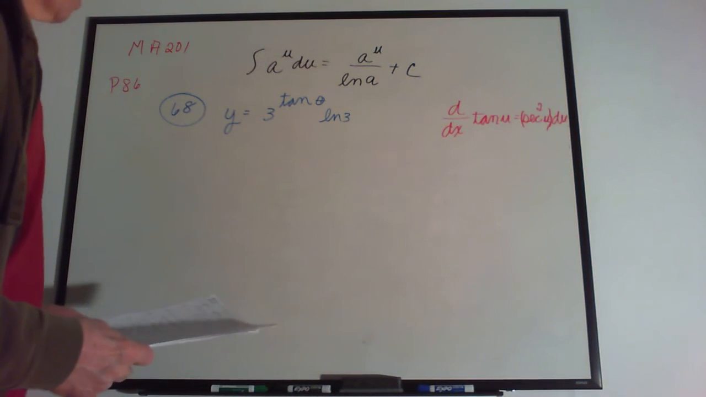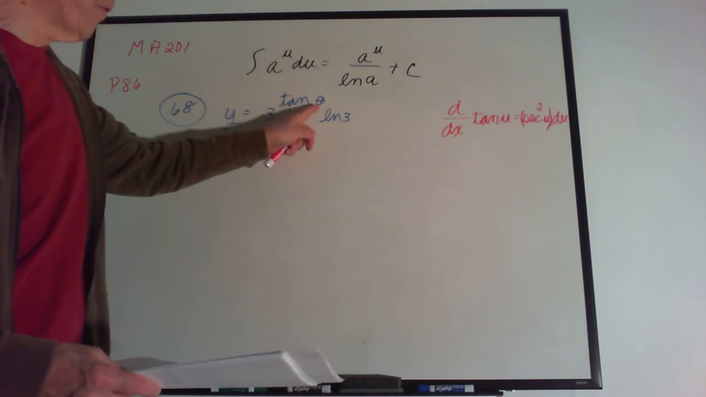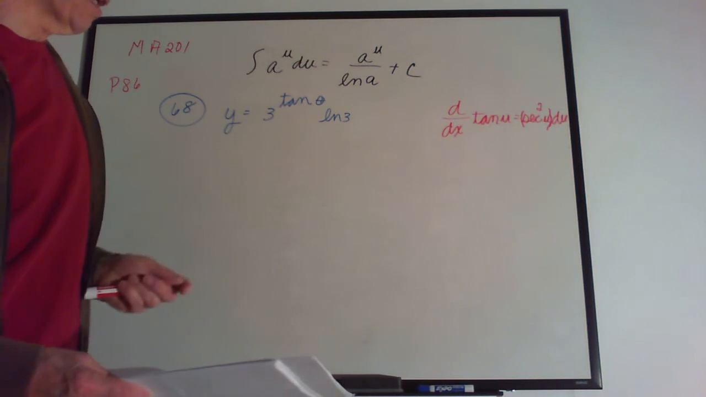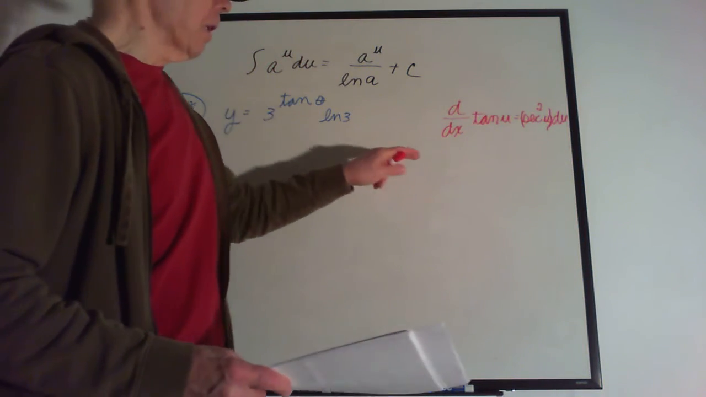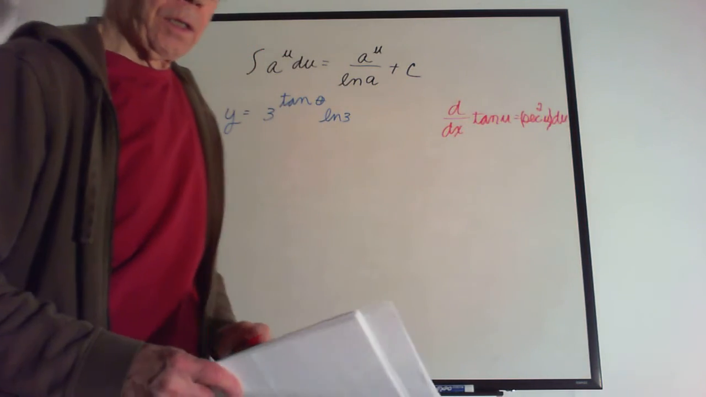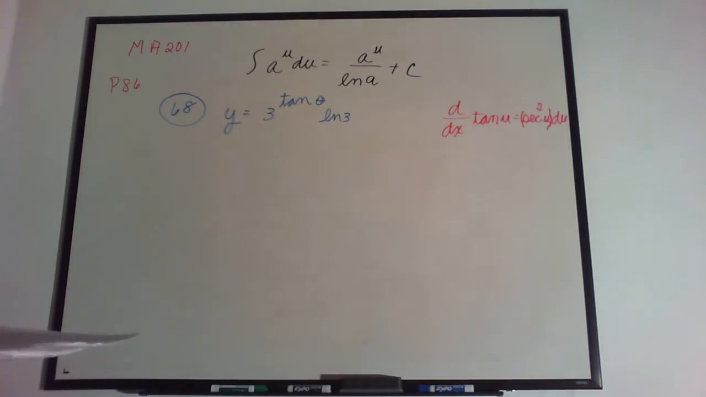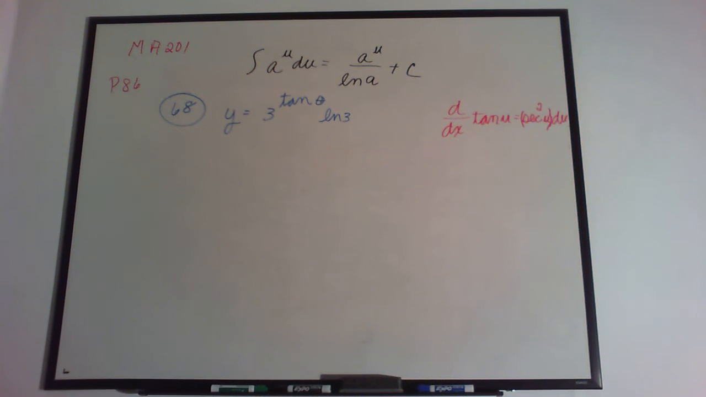All right, try problem 68. Y is equal to 3 to the tangent theta, times natural log of 3. The derivative of a to the u is going to be a to the u, natural log of a, times the derivative du. So pause the video, try it, and then check it.